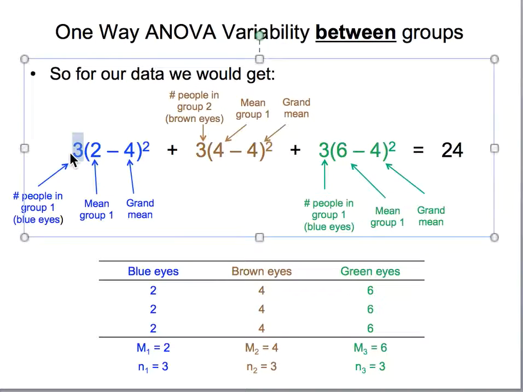I have 3 people in group 1. They have a mean of 2. They're 2 points lower than the overall mean of 4. I'm going to square that and multiply it by 3. So 2 minus 4 is negative 2, squared is 4, times 3, because I have 3 people, is 12. This is 0, squared is 0, times 3 is 0. This over here, 6 minus 4 is 2, squared is 4, multiplied by 3 is 12. So 12 plus 0 plus 12 gives me 24.